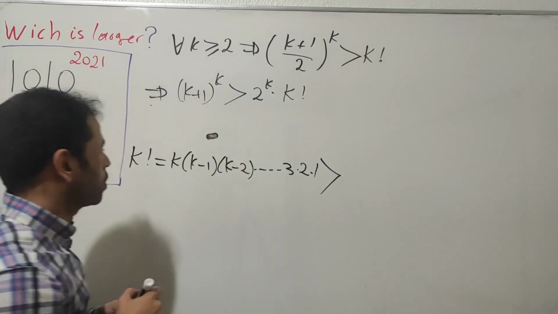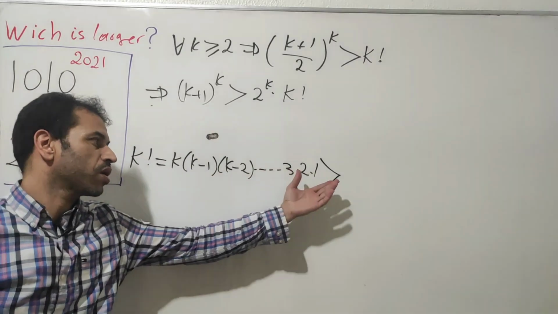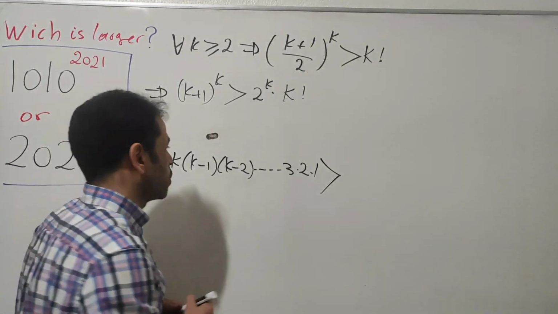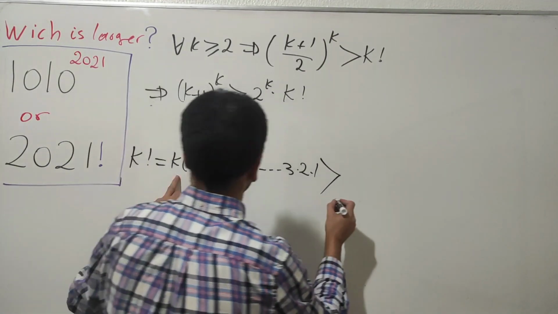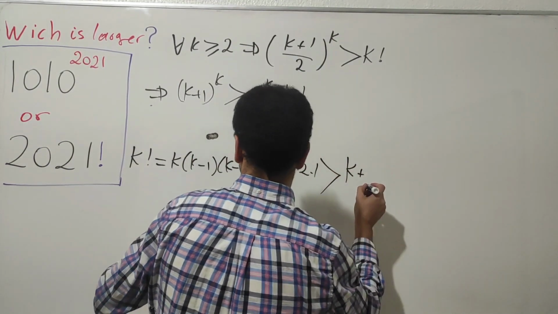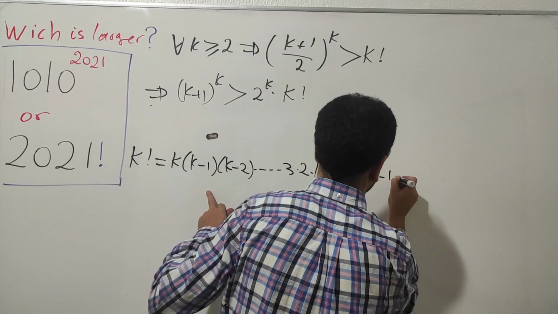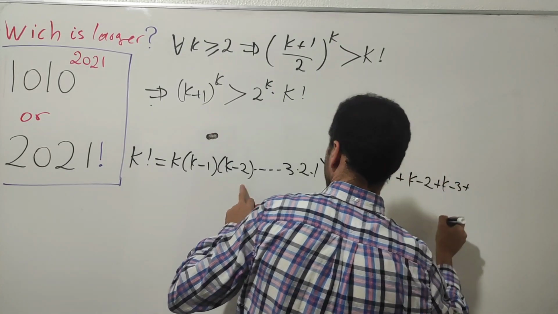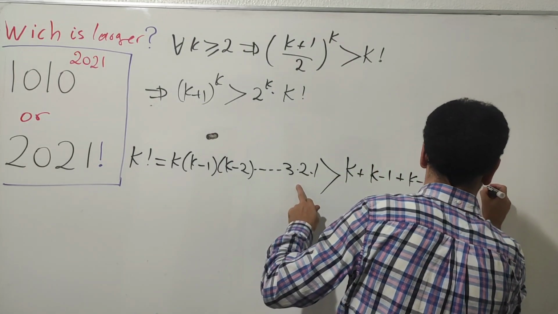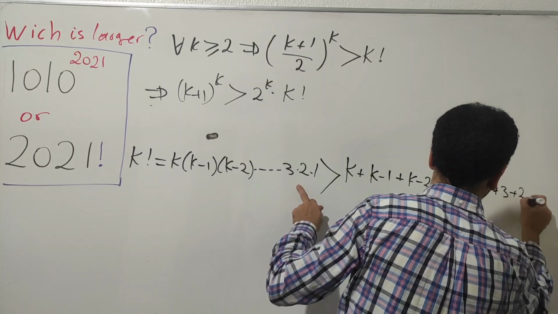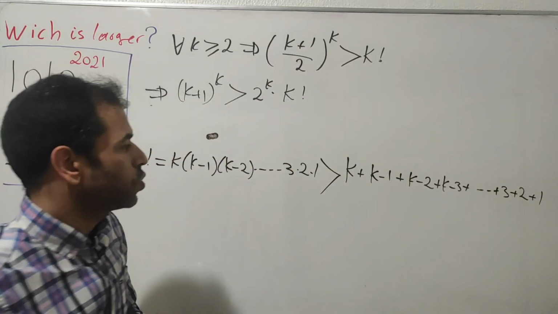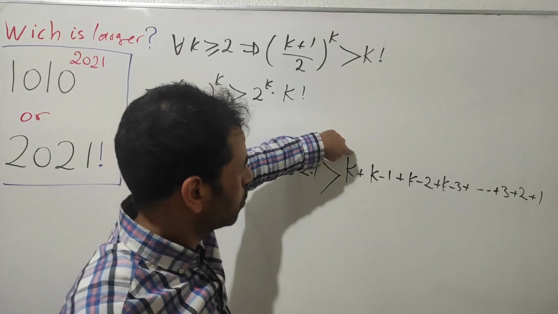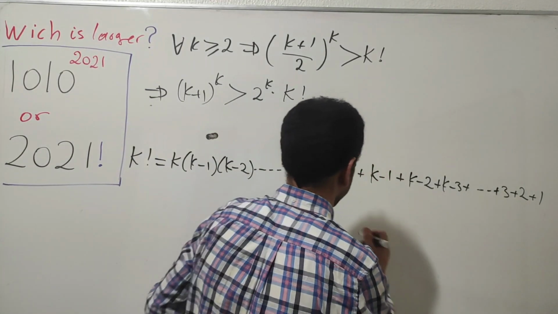We always know the product is bigger than the sum if you are using the same integers, if you have integer numbers. Okay, so which means this product is more than k plus k minus 1 plus k minus 2 plus k minus 3 and all the way down to 3 plus 2 plus number 1. So what we can extract from this sum, if you take this term k with the last term, I get k plus number 1.